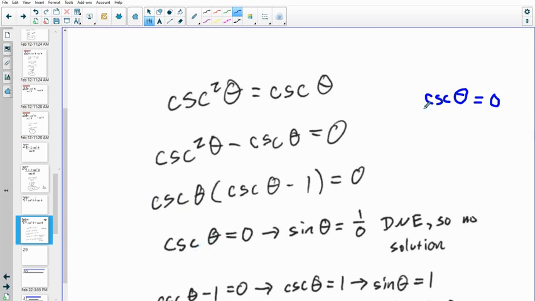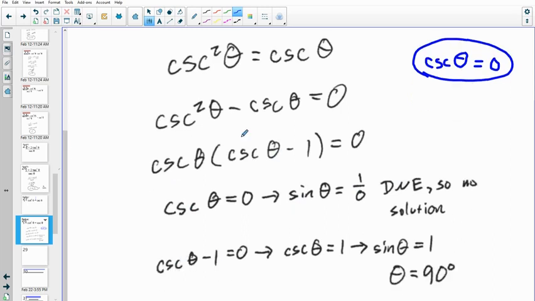Cosecant is equal to 0. I was thinking about that before. Here I officially see it. Cosecant is equal to 0, which would mean sine is the reciprocal, 1 divided by 0, but that does not exist. So this equation does not give us a solution. Let's take a look at the other one. If cosecant of theta minus 1 is equal to 0, that means cosecant is 1. If cosecant is 1, that means sine is 1.